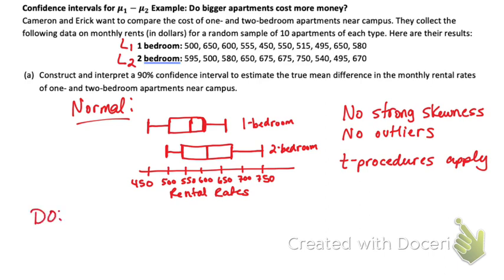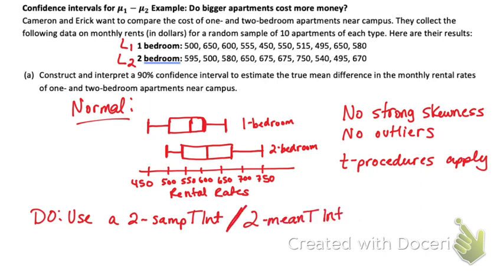Does anyone remember the name of this procedure we're using here? Two sample T interval. Now that's what our calculator says. You can also call it a two mean T interval. Okay. I am 99.9% confident that either one of those is fine. I will verify the other 0.1% just in case.